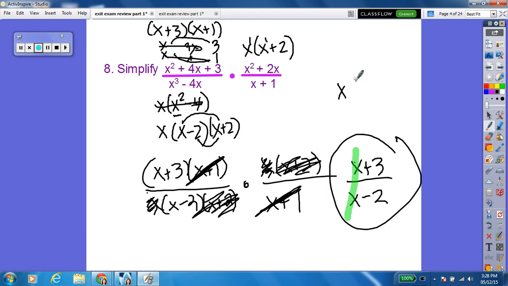Like for example, if I said x was 10 and I plugged a 10 in here and a 10 in here, my top would be 13 and my bottom would be 8. I can't reduce that. They don't have anything in common. So don't try to continue to simplify things. It's the whole thing. You cannot simplify or cross out part of a binomial.